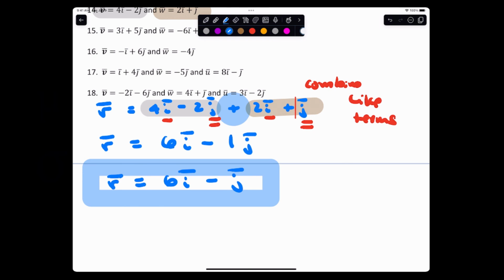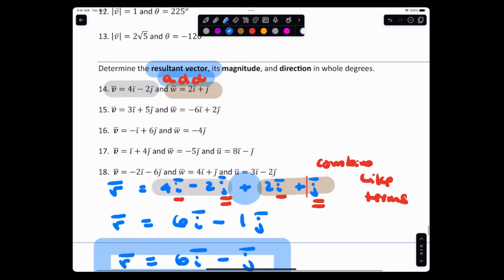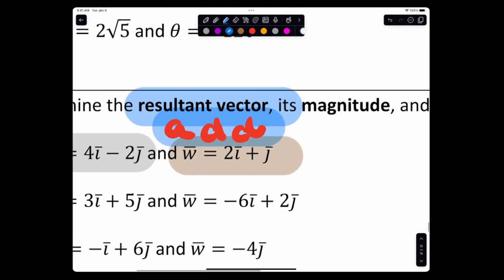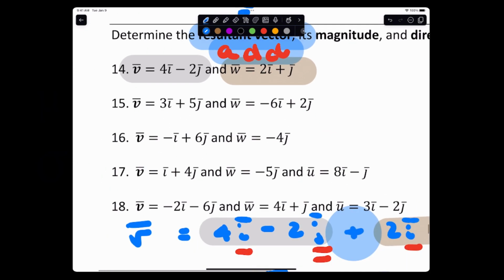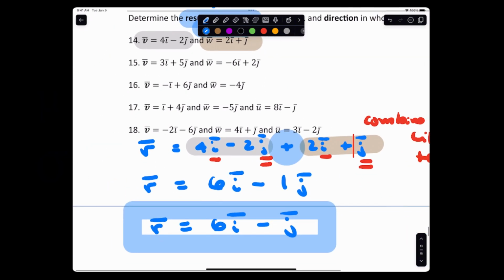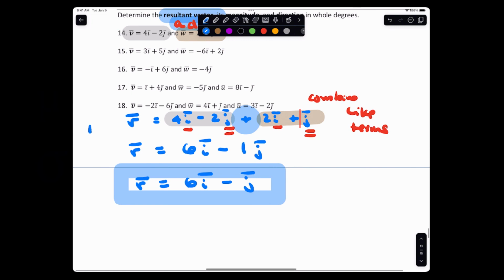I want to share with you guys that there is a way for you to just add your vectors. This is why you prefer the ij form, because when you add vectors you get that thing called the resultant vector. Let's put R for resultant. You could find the resultant vector all day long. This is for number 14. The resultant vector for 15.